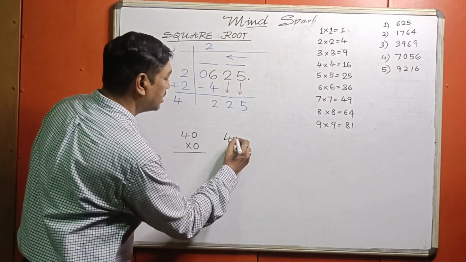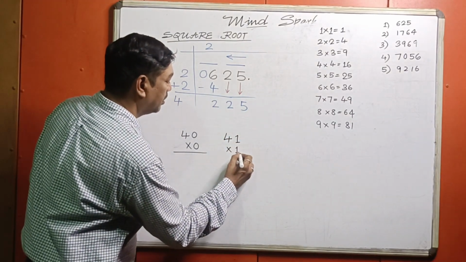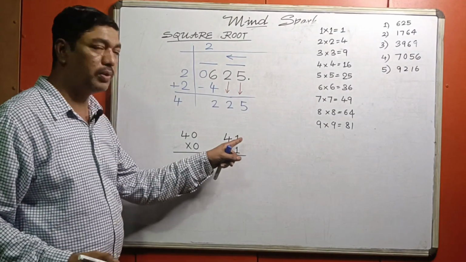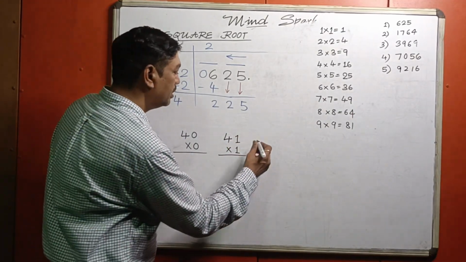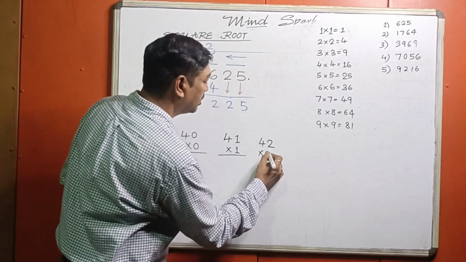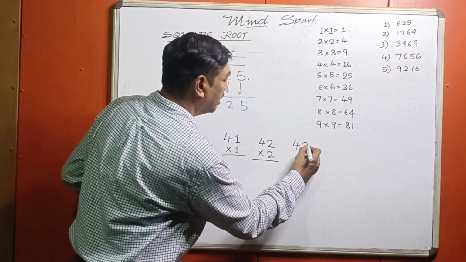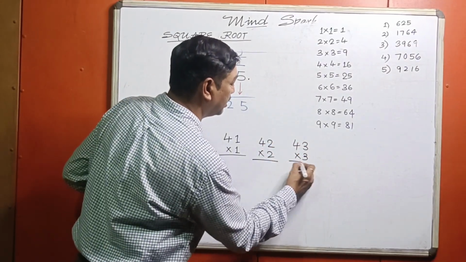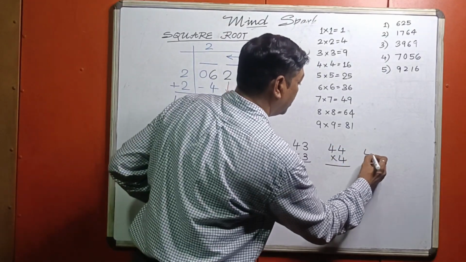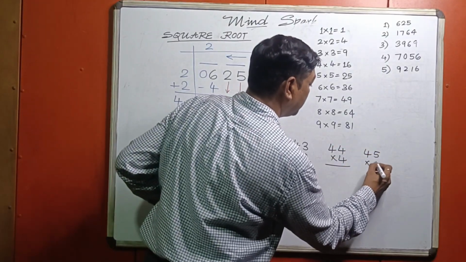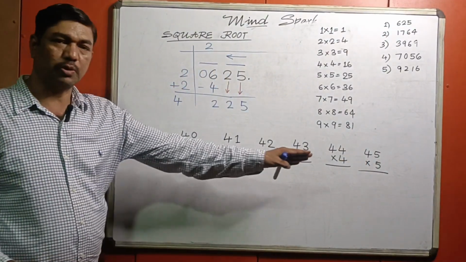The next option is you can put 1. When you put 1, you should multiply with 1. That is compulsory. Then you have 2, and you multiply with 2. If you put 3, you multiply with 3. If 4, you multiply with 4. If you put 5, you multiply with 5. These are all the options.